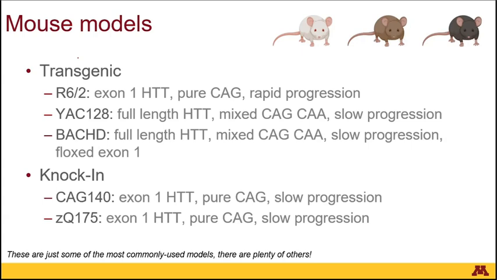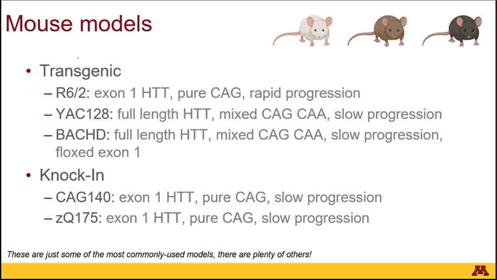On the other hand, the YAC and BAC models have mixed CAG and CAA repeat sequences, and that helps with the stability of the repeat size. CAA also codes for glutamine, so it doesn't change the protein, but it does help keep the repeat number stable.